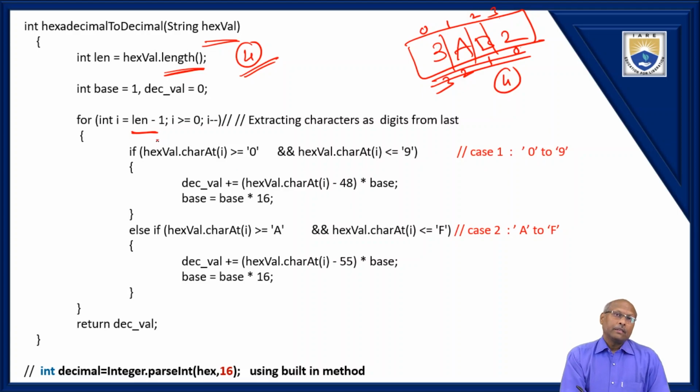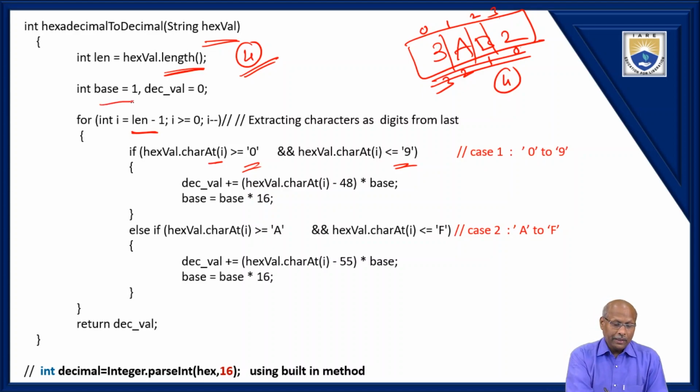After going from last, you traverse. Now, when you are going from right to left, take the character, and check whether the character is between 0 to 9 or not. If it is between 0 and 9, that means they are decimal characters. This value I will convert into integer and multiply with the base.